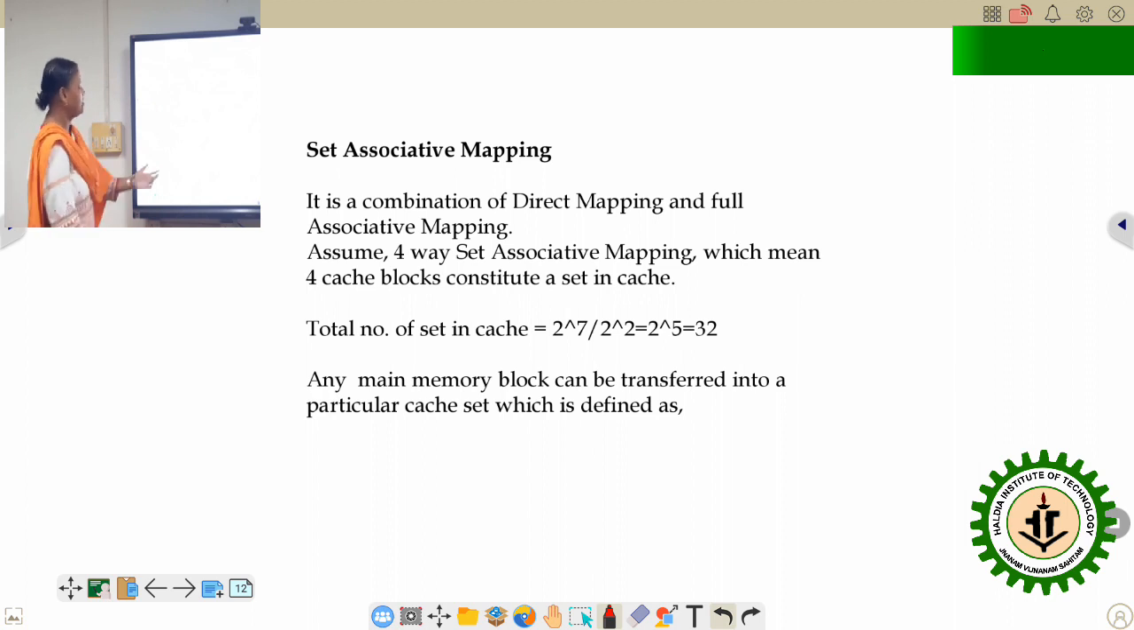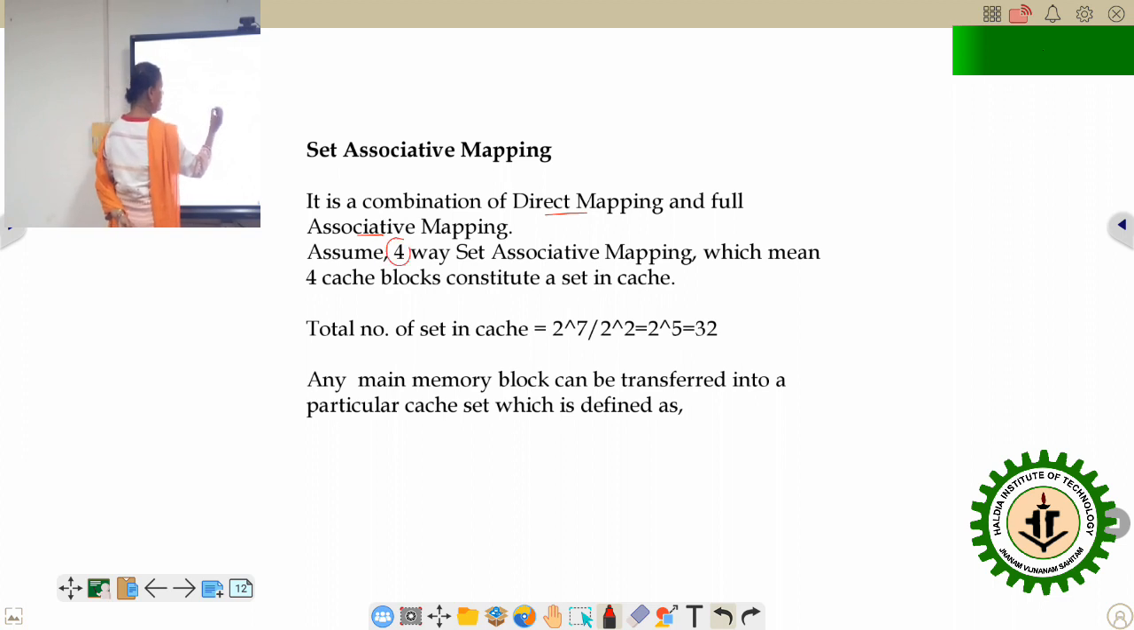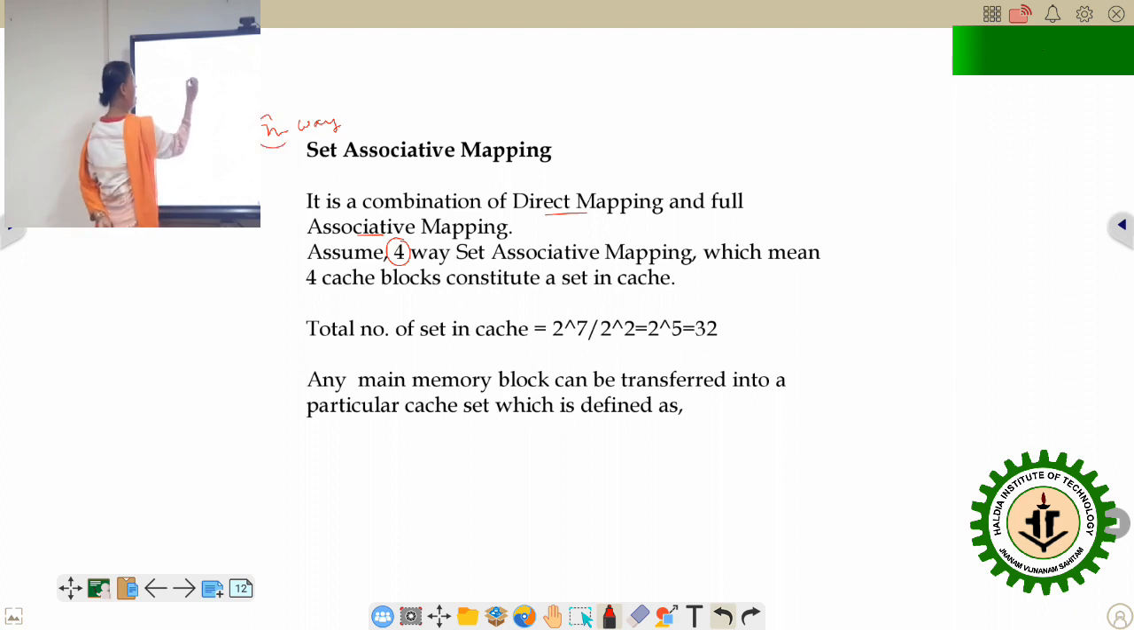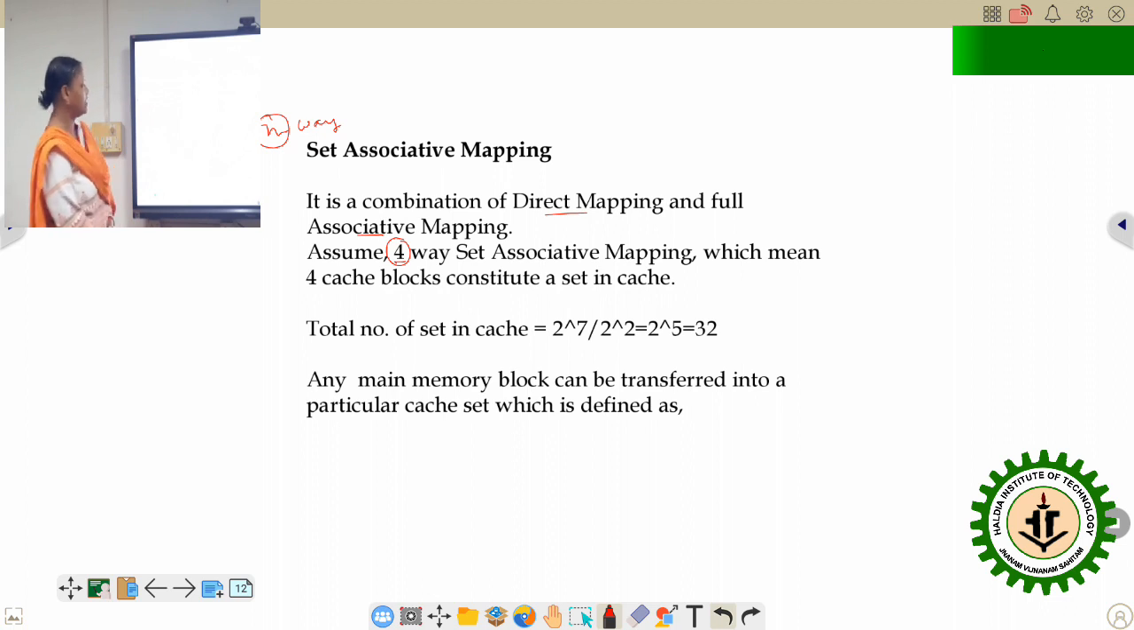The last one is set associative mapping. So what is set associative mapping? It is a combination of the previous two: the direct mapping technique and the fully associative mapping technique. Here one more piece of information is required, that is the set size. Set associative mapping is declared by name as n-way set associative, where the value of n is given to you. Suppose I consider 4-way set associative mapping.